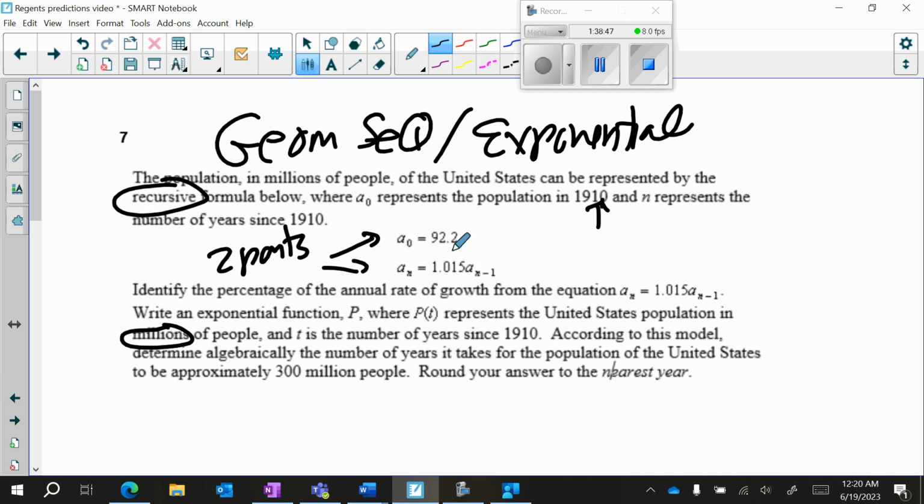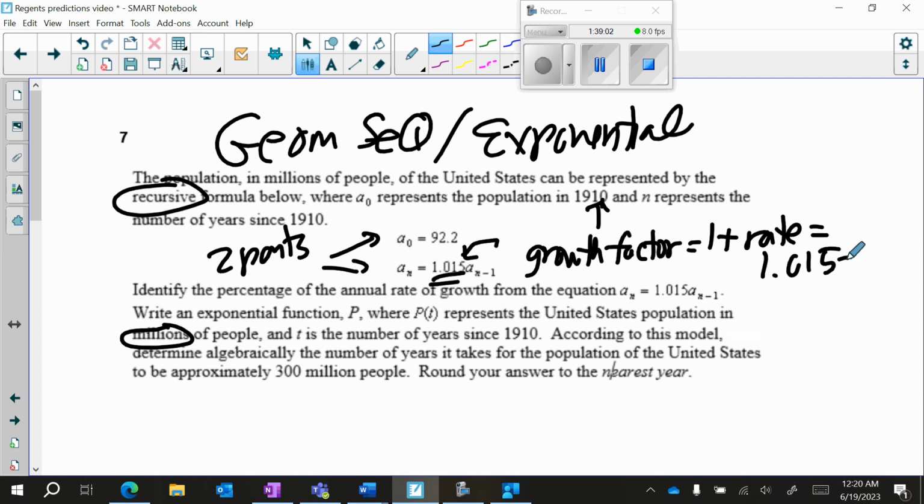And then it's growing specifically by multiplying by this growth factor. So the first thing you should do is take your growth factor, which is what you're multiplying by, and realize this equals 1 plus the rate. So this is equal to 1.015. So which means 1 plus the rate would be 1.5% growth per year since 1910. Okay, so keep that in mind.